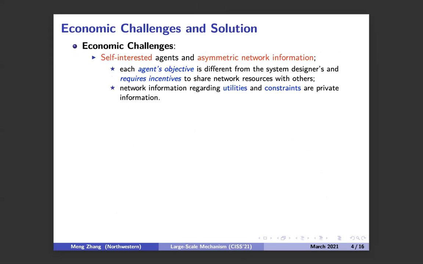However, there are still several unsolved economic challenges here, namely the self-interested agents and asymmetric network information. That is to say, each agent's objective is different from the system designer's and requires an incentive to share the network resources with each other and to truthfully follow some algorithms without manipulation. Also, the network information regarding both utilities and constraints is individual agents' private information.